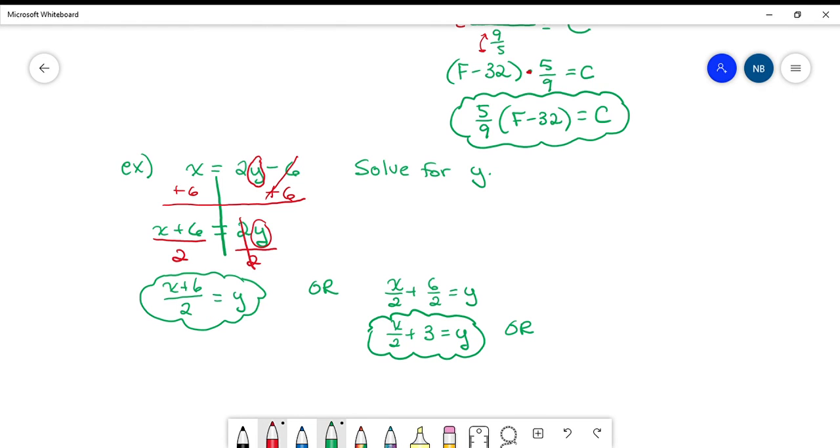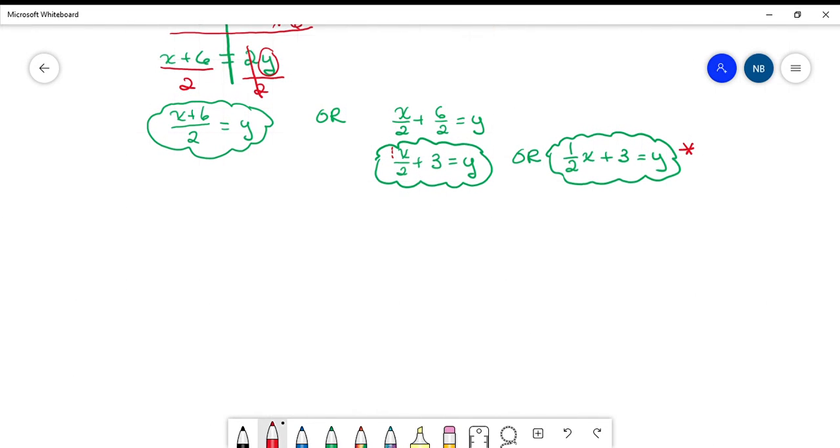Or there's one more way. The next way uses the fact that there's a 1 in front of that x. So you can write the x over 2 as 1/2 times x plus 3 equals y. And when we learn about linear functions later on in the course, you're going to see this kind of expression a lot. Next example.